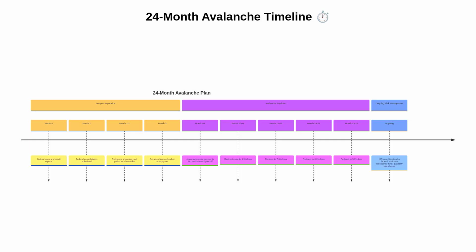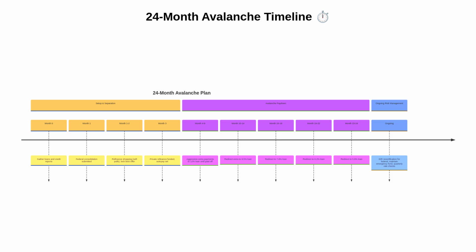This timeline translates strategy into execution. Initially, at month 0, you gather all loan details and your credit reports. Shortly after, around month 1, you submit a federal direct consolidation application if appropriate, and you begin shopping private refinance offers using soft credit pulls. By month 3, your chosen refinance funds and autopay begins.